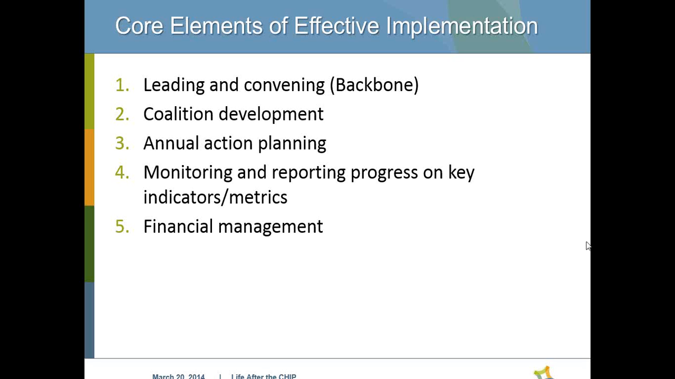And then lastly, financial management. So how are we managing funds? How are we financing the CHIP? And are we looking for other grants or other types of foundations that could help fund the CHIP?